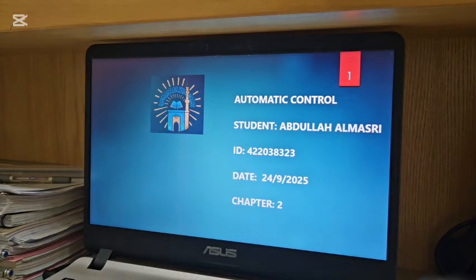My name is Abdullah Al Masri. I am a mechanical engineering student. So today we will study the automatic control chapter 2, and we will solve some of the problems related to the chapter.